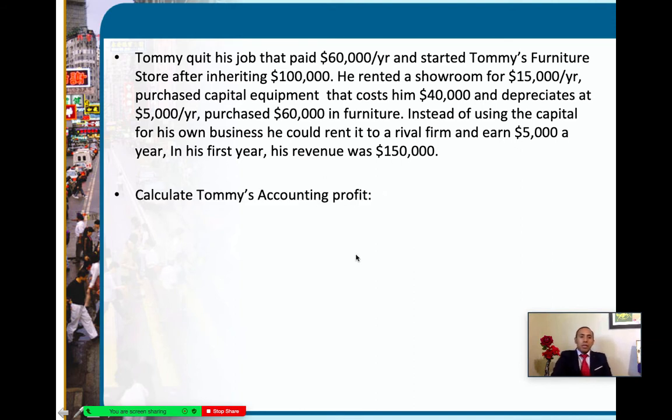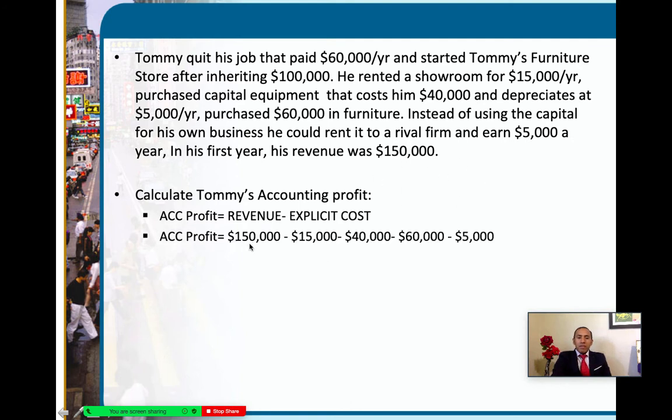So let's calculate Tommy's accounting profit given the conditions, and let's calculate the economic profit, and we're going to see the difference in both. So when we're looking at the accounting profit, it is crucial because accounting profit is the revenue of $150,000 minus the explicit costs. And notice how we have a lot of different costs here that we need to assign accordingly. The revenue is simple. It's $150,000.